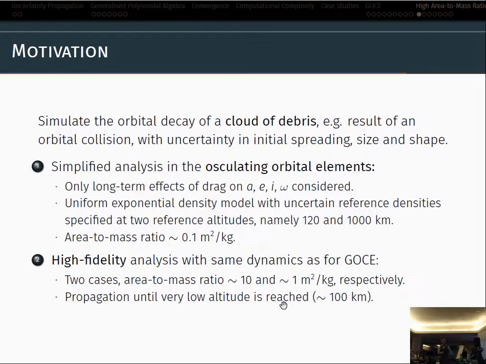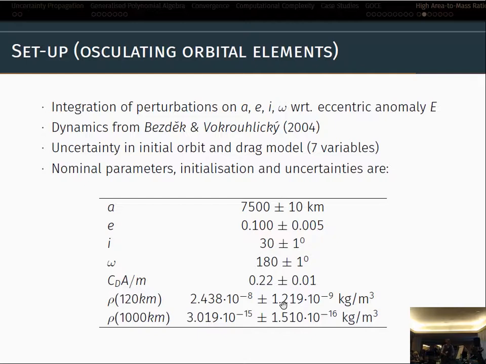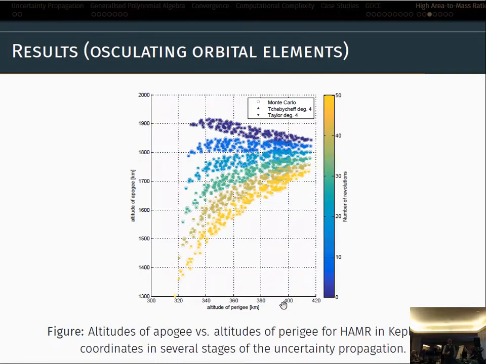So the first thing we did was to use a very simplified model in oscillating orbital elements, because we wanted to see if that technique was working also in orbital elements. And then we tried to use the same model that we used for GOCE, but for a cloud on the grid. We took a generic set of initial conditions with uncertainty on different parameters, including the ballistic coefficient. Okay? It was quite important.